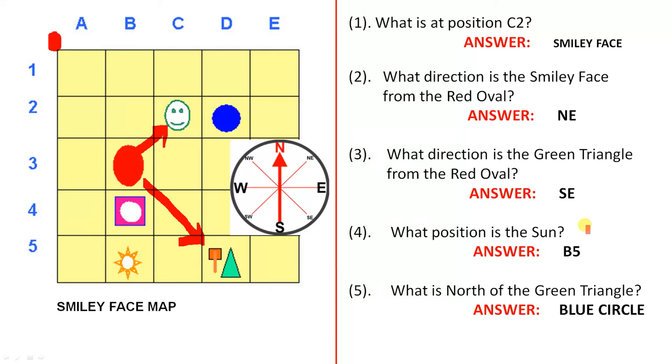Number 4, what position is the sun? Now let's find the sun. Here it is here. We go to the start. B5. So B5 is where the sun is. What is north of the green triangle? There's the green triangle there. If we go north, which is that direction there, what do we see? The blue circle. So they're just a few basic questions on the directions of the compass, and also some coordinates too, which we saw in a previous video.